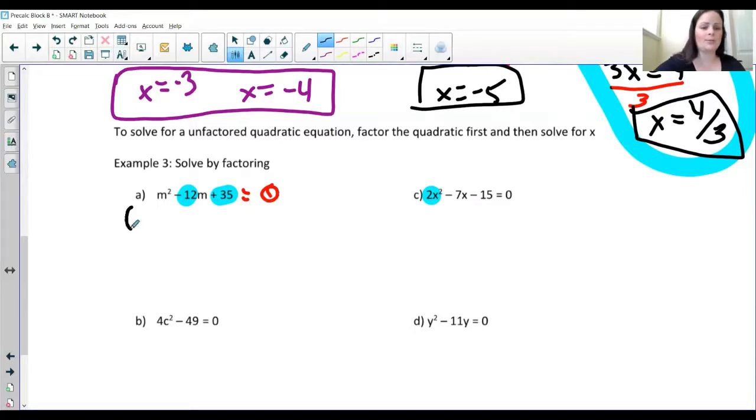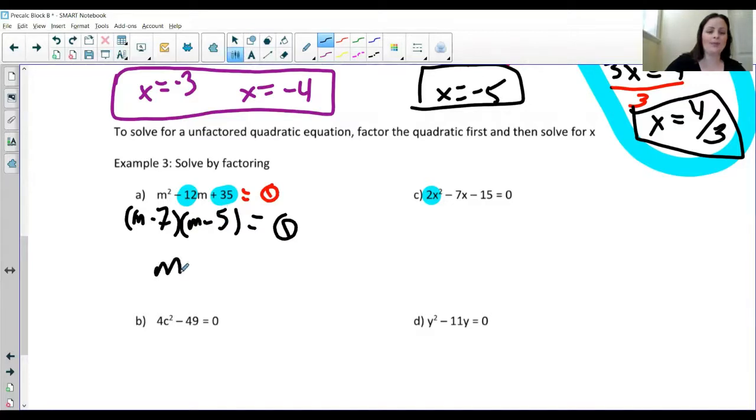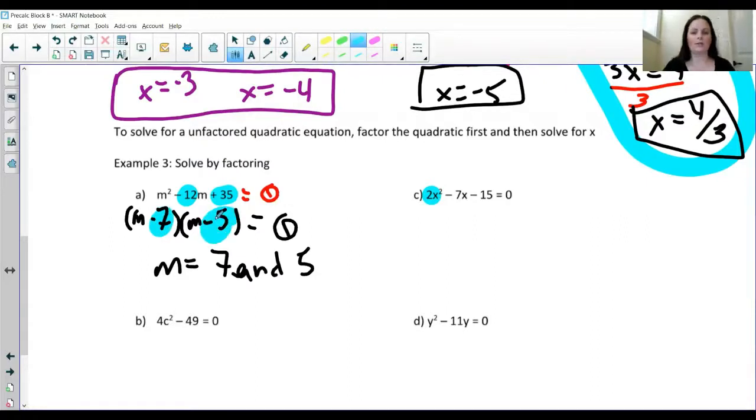So here I'm looking for two numbers that multiply to 35 and add to -12. Because it's a positive product, it means they have to both have the same symbol, and because they have a negative sum, it means that they're both going to be negative. And my numbers are going to be -7 and -5. So that means my solution for m is going to equal +7 and +5, because I just did the opposite symbol up in here. And of course, the number in front of the m is a 1, so they're technically over 1.